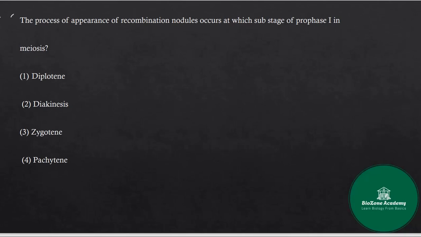Next, the process of appearance of recombination nodules occurs at which substage of prophase 1 in meiosis? The options are diplotene, diakinesis, zygotene, and the fourth one is pachytene. The correct option is pachytene.